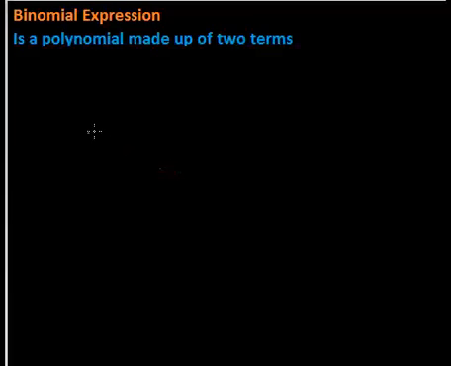Hello. All right, welcome. So now we're going to be looking at a very important topic. It's also a type of polynomial, and it is called a binomial expression. A binomial expression is a polynomial made up of two terms. Remember, a polynomial is made up of variables, constants, and of course coefficients.